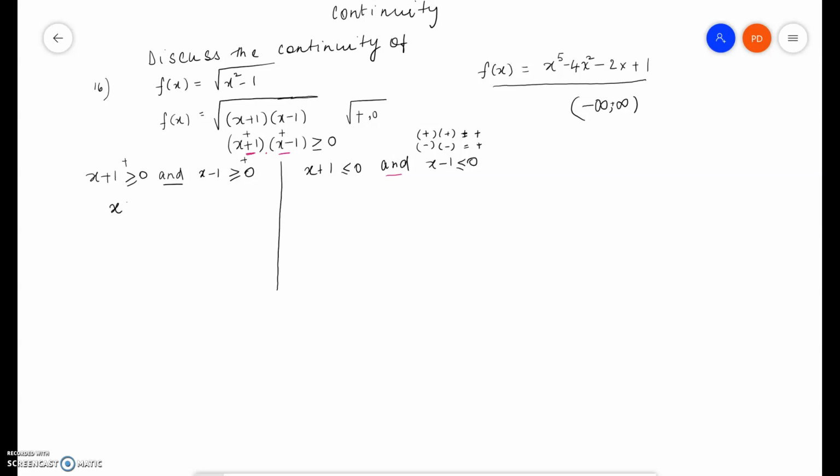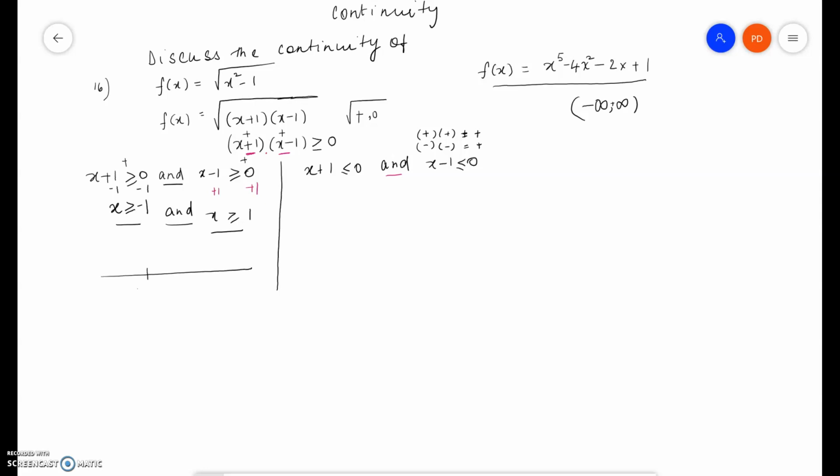We'll solve for x in this inequality. So we subtract 1 on both sides. So x is greater than or equal to negative 1. In the other case, we add 1 on both sides. So that way x is greater than or equal to 1. Both have to be true for the quantity x plus 1 times x minus 1 to be greater than or equal to 0. Next, so x is greater than or equal to negative 1 and x is greater than or equal to 1. Both have to be true.